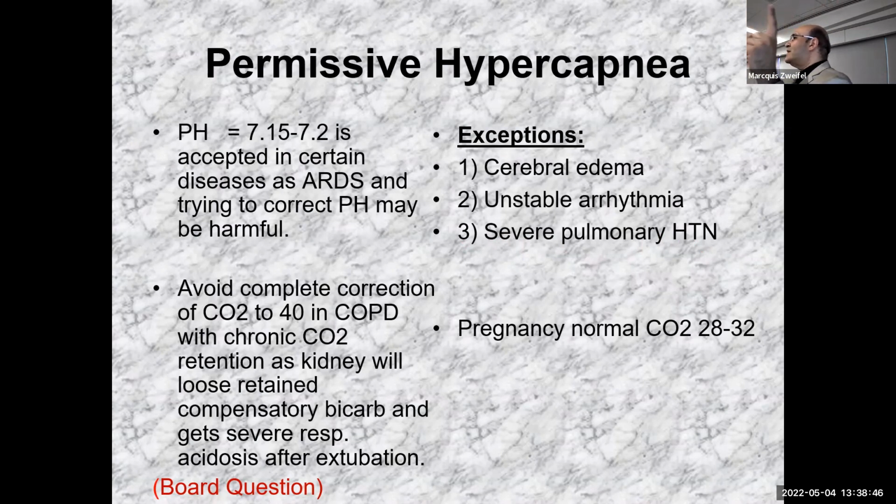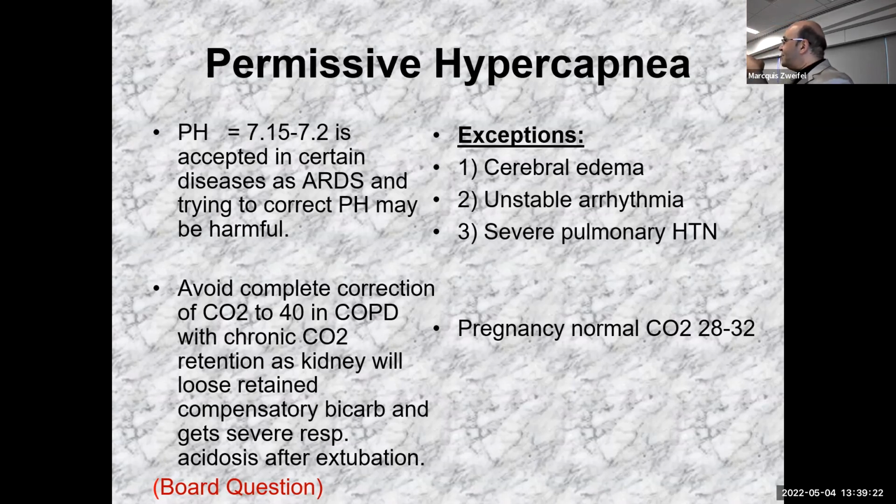If you try to normalize carbon dioxide, you are harming your patient. So 7.15 pH for ARDS is okay, except if you have these three exclusions or exceptions. Cerebral edema, because acidosis will worsen the cerebral edema. Severe pulmonary hypertension, because acidosis will cause vasoconstriction. So acidemia and hypoxemia are not good for pulmonary hypertension. Somebody is coding with PEA arrest, you need to correct the pH. Make sense? So this is what we call permissive hypercapnia.